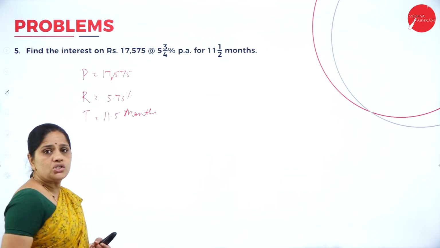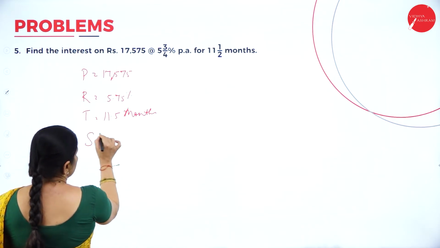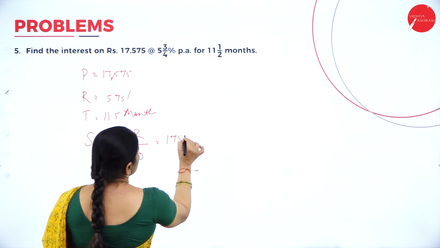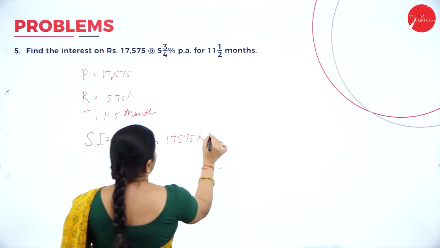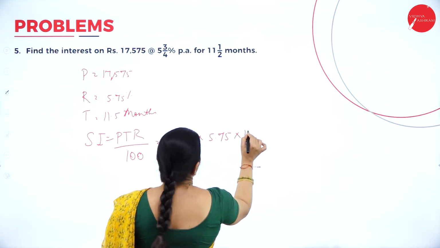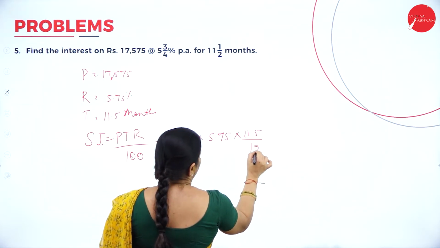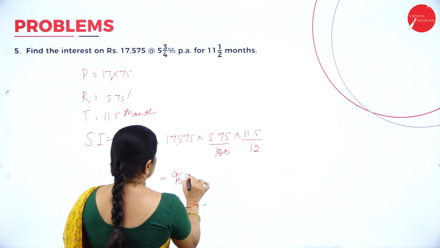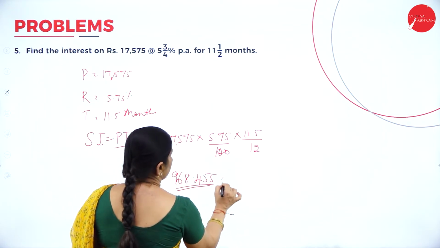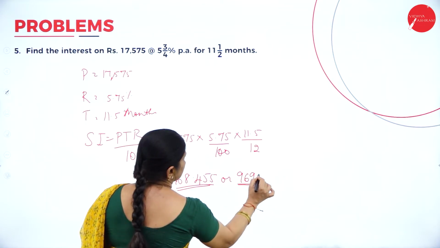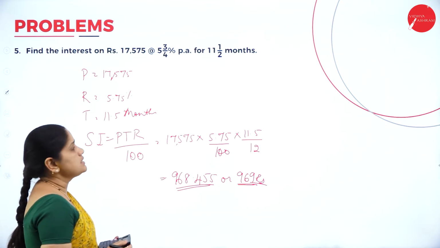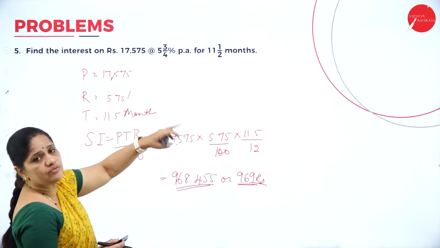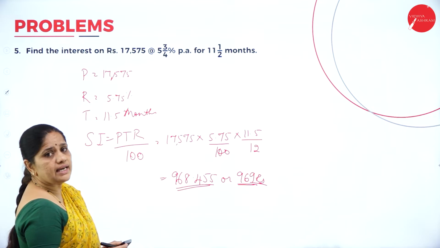So I have to find simple interest equals PTR by 100. 17,575 into 5.75 into 11.5 out of 12. This is out of 100. So this is equal to 968.455 or 969 rupees. So this is the answer. So the simple interest for 17,575 at 5.75% for 11.5 months is 969 rupees.